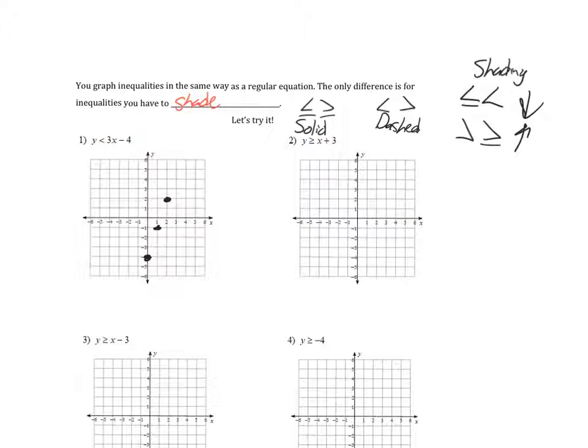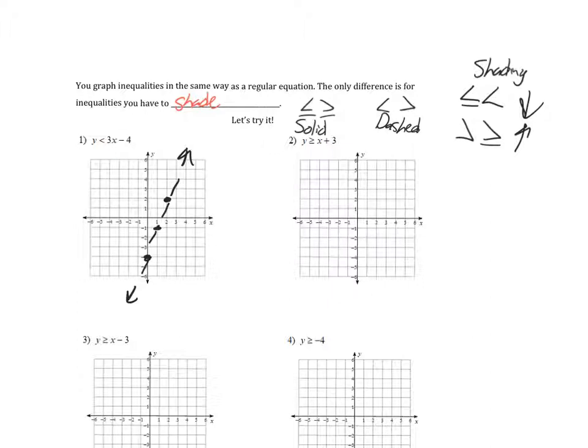So looking at it, I want a dashed line. By a dashed line, I mean a line that looks like this. Do you see how it has little spaces? That just means that points that are on that line are not part of your answer. They are not equal to it.